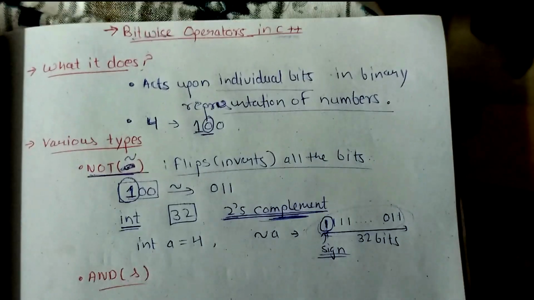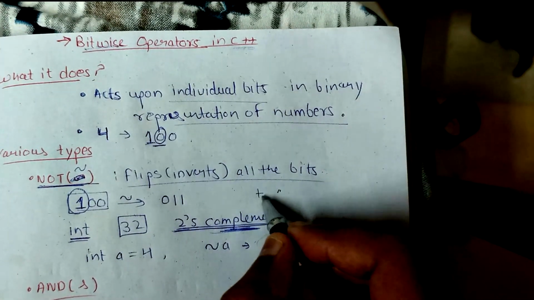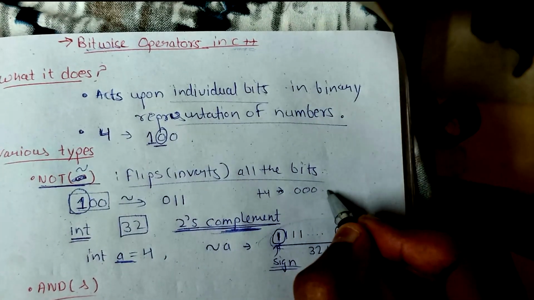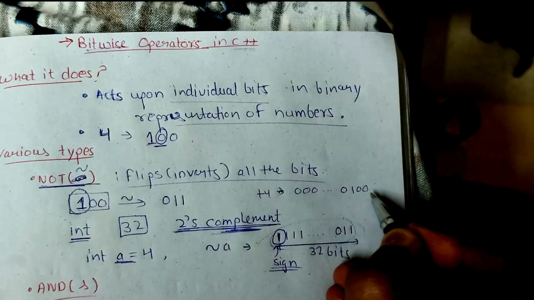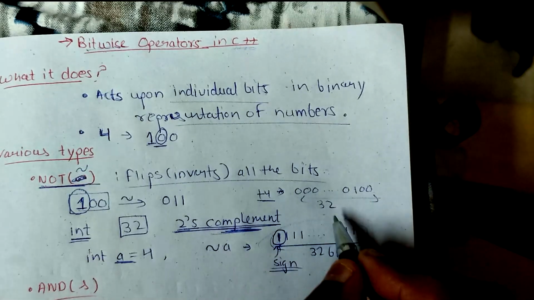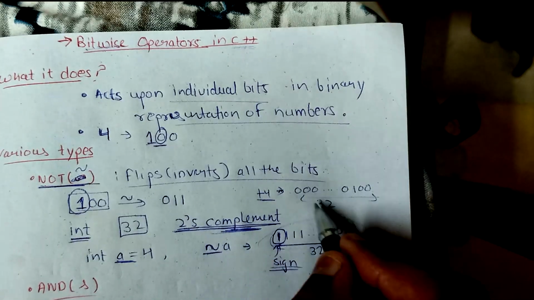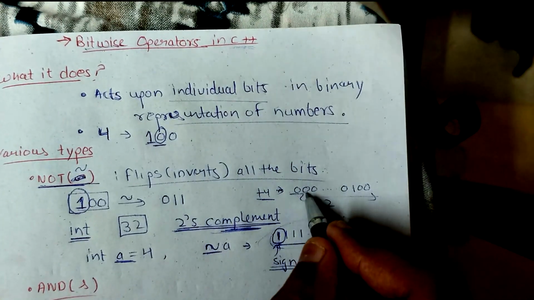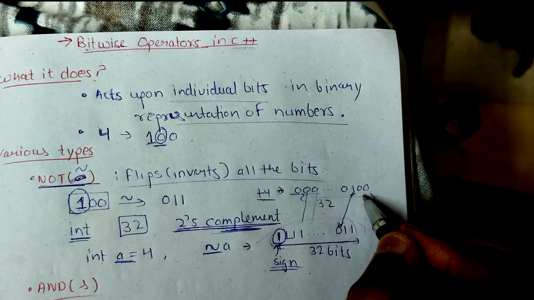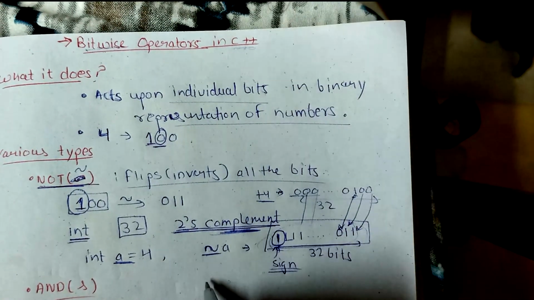So here it's just clear that plus 4, which was a, was like this, many zeros, and this was 32 bits. So this was plus 4, and now after applying the NOT operation, each bit got flipped: 0 became 1, and this 1 became 0, this became 1, this became 1, and we got this number.